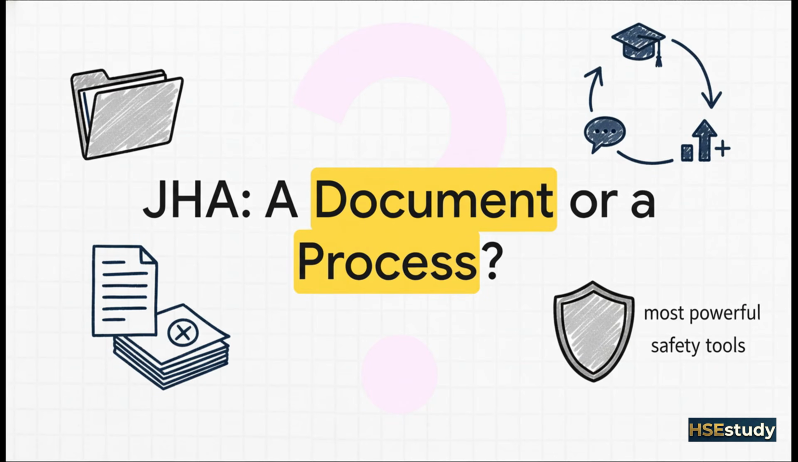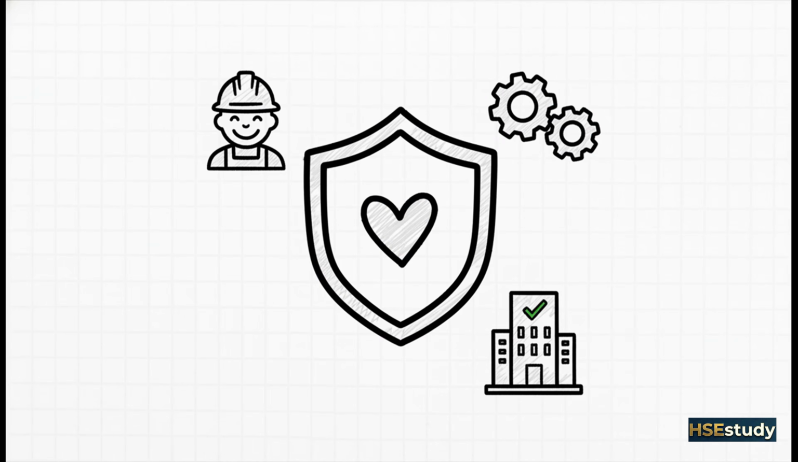So this is really the last question you need to ask yourself. Is your JHA just a document, a piece of paper that gets signed and filed away? Because if it is, it's failed. But if it's treated like a continuous process, a process of communication, training, and constant improvement, then it becomes one of the most powerful safety tools you have. By treating the JHA as a dynamic process, you can make your workplace significantly safer.